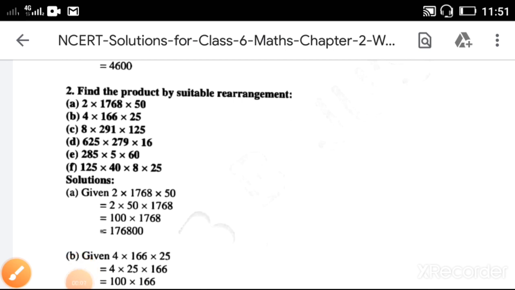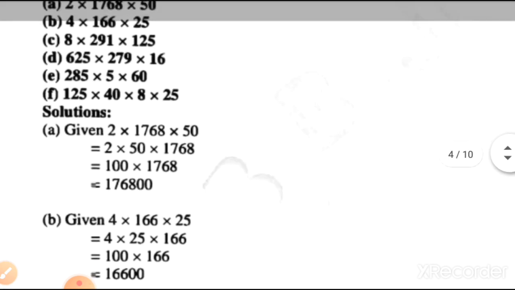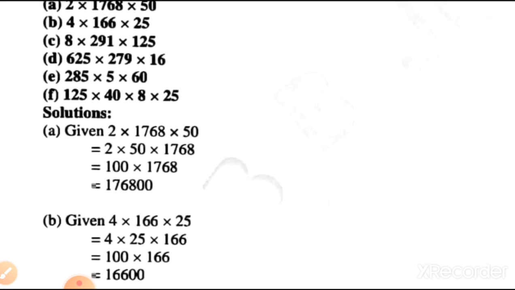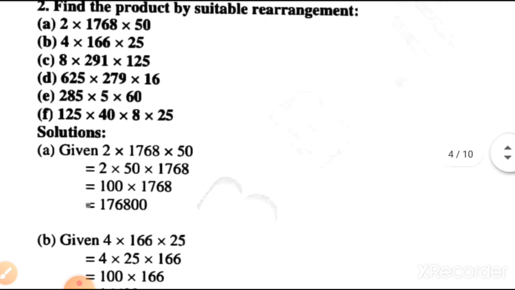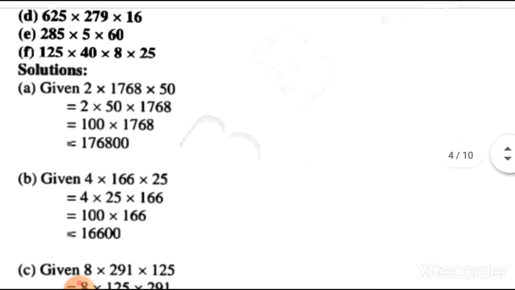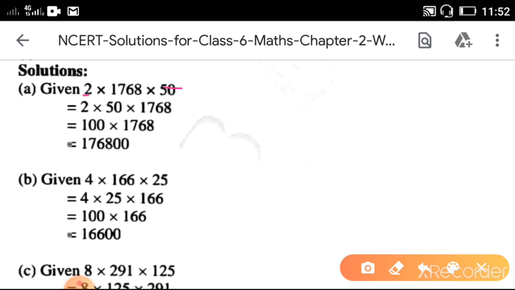Question number 2. Find the product by suitable rearrangement. By rearranging the numbers you have to find the product. In that, first one, 2 into 1768 into 50. Now you can see here this 50 and 2 are easy to multiply. You will get answer 100. Okay, and now 100, that is easy to multiply with this other number.